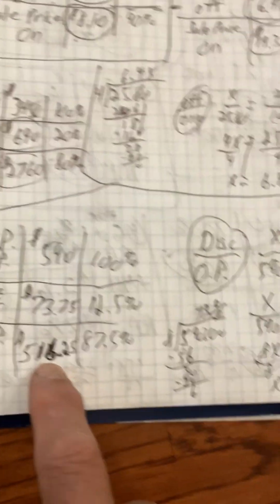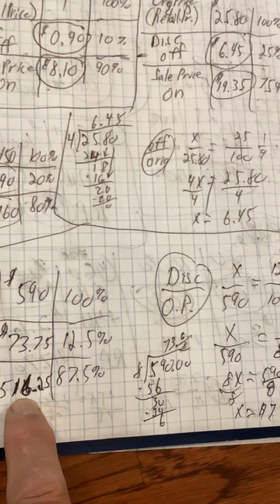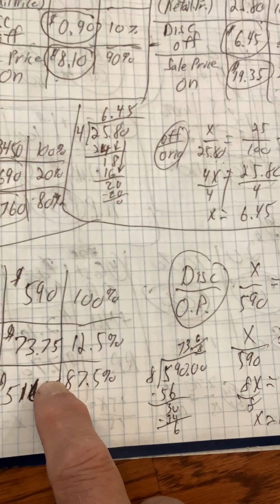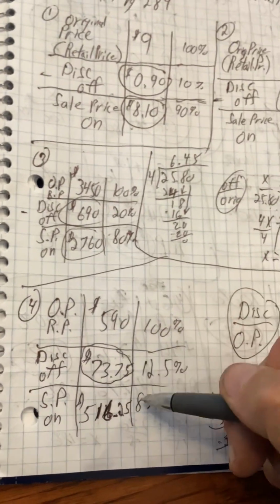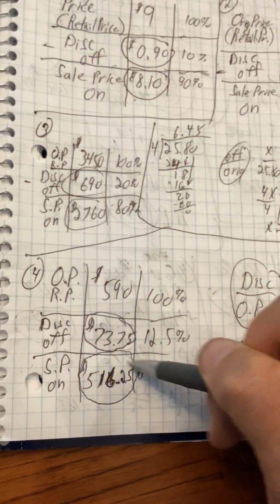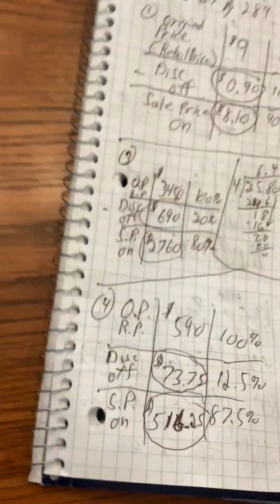There's my sale price. So what were they asking for? Find the discount. So it was discounted $73.75, and the sale price was $516.25. Two more here.